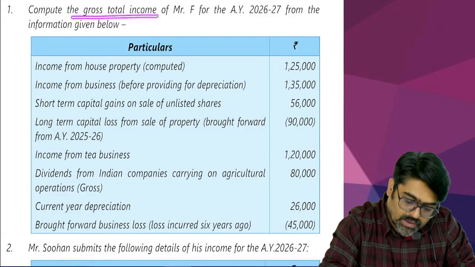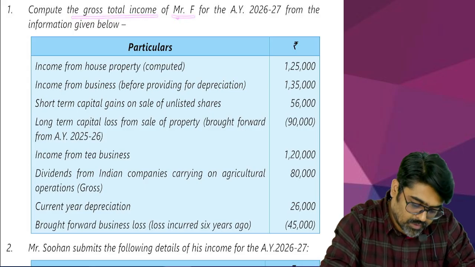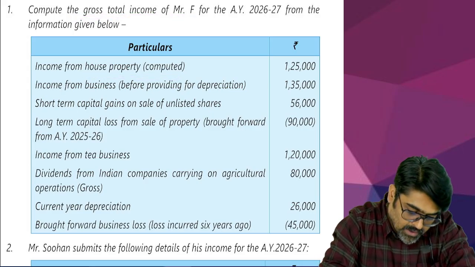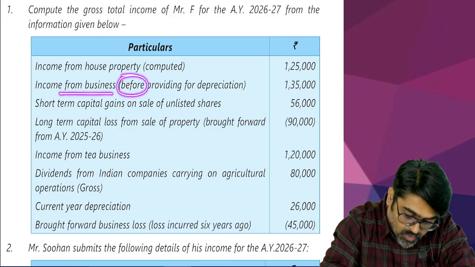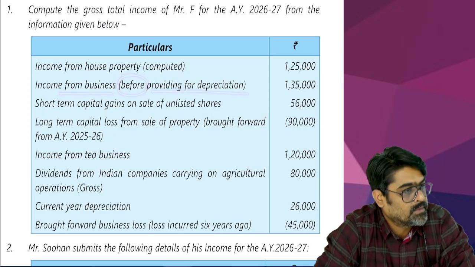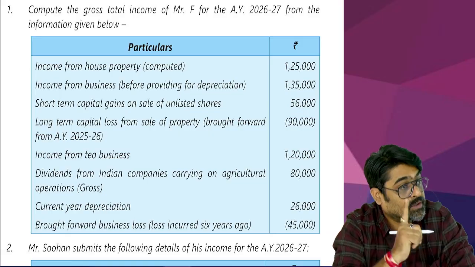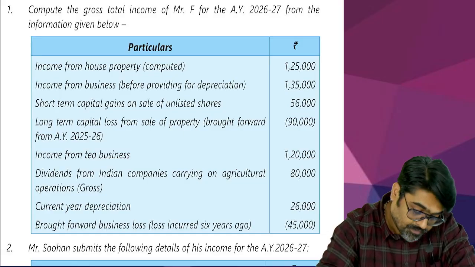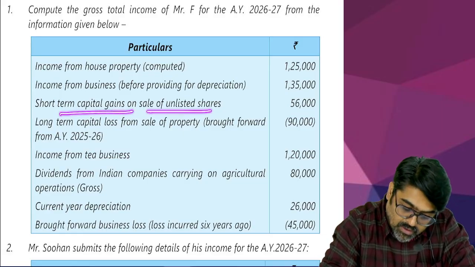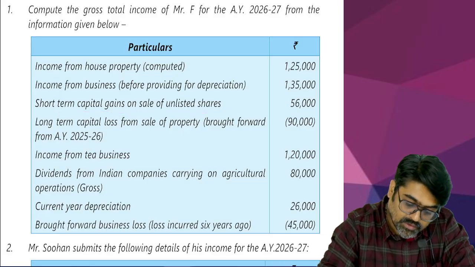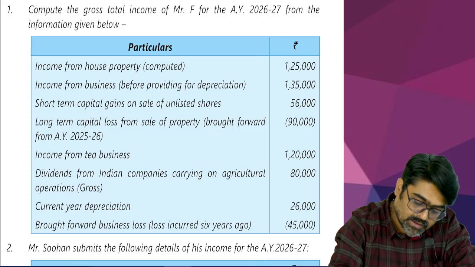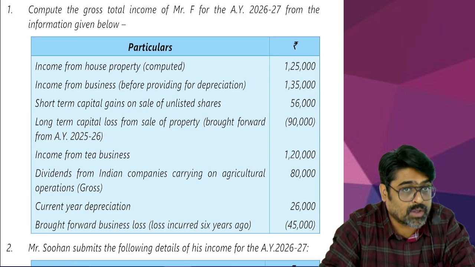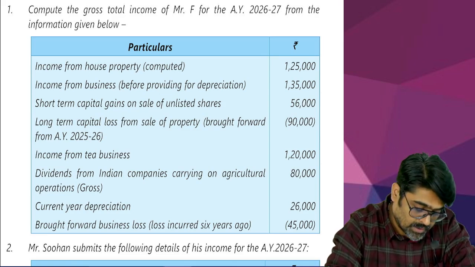Compute the gross total income of Mr. F. Okay. See, income from house property given. Income from business before providing for current year depreciation. So before you do anything, first priority, current year depreciation. Yes or no? Short-term capital gain on sale of. So this is a short-term capital gain under which section? 111A, or normal short-term gain? Okay. Next one.